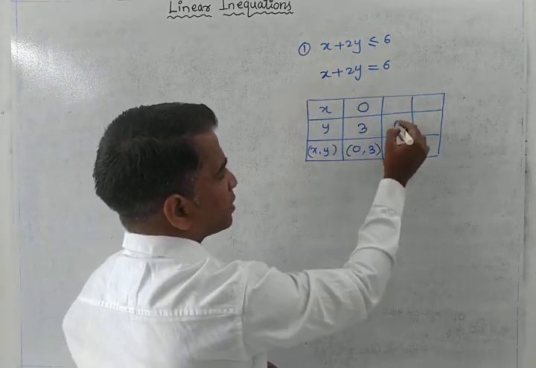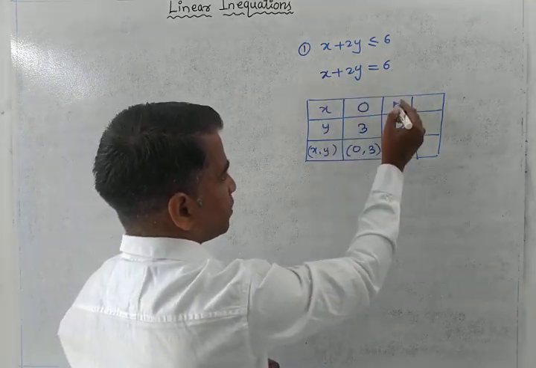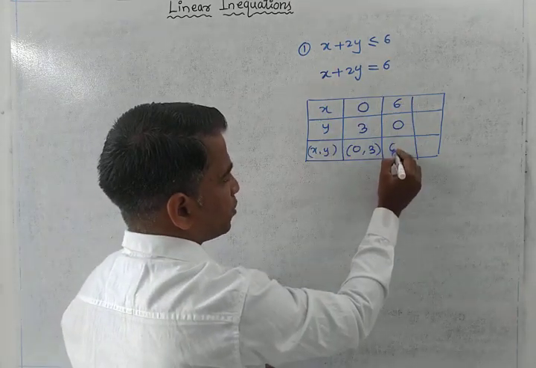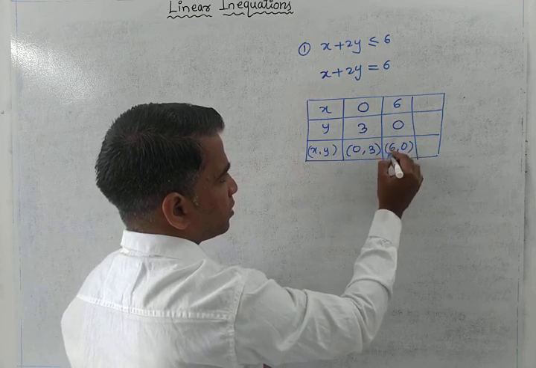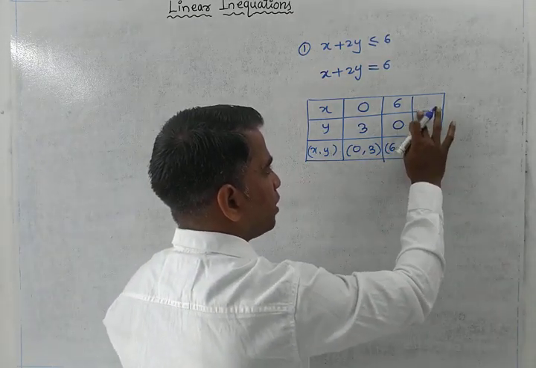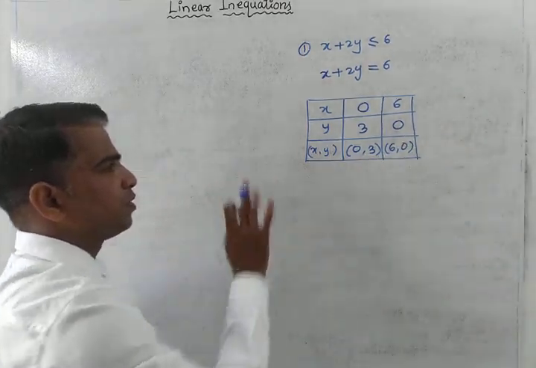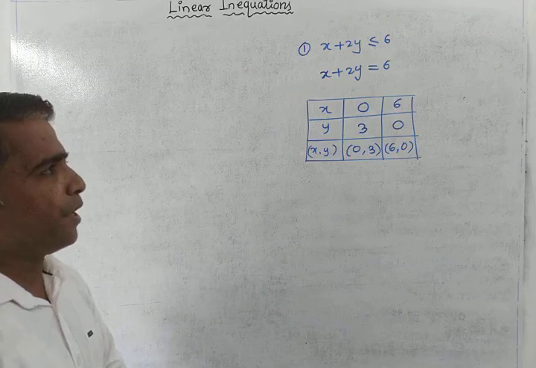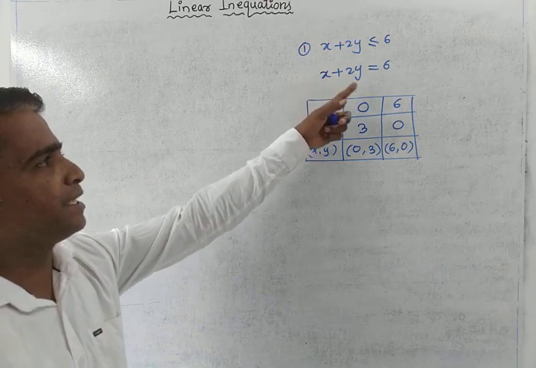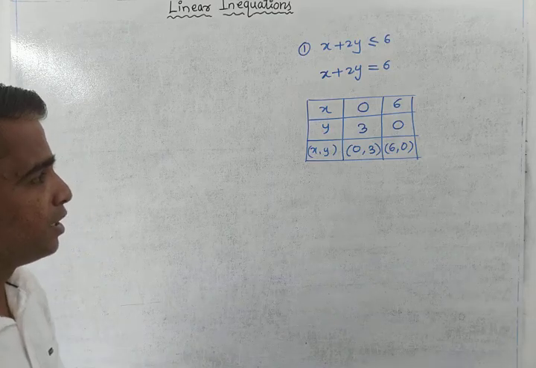Similarly, I will substitute y is equal to 0. That time I will get x is equal to 6. So the point is 6 comma 0. Now 2 points are sufficient to draw any line. So we have got the 2 points to draw the line x plus 2y is equal to 6. So it is a linear equation.